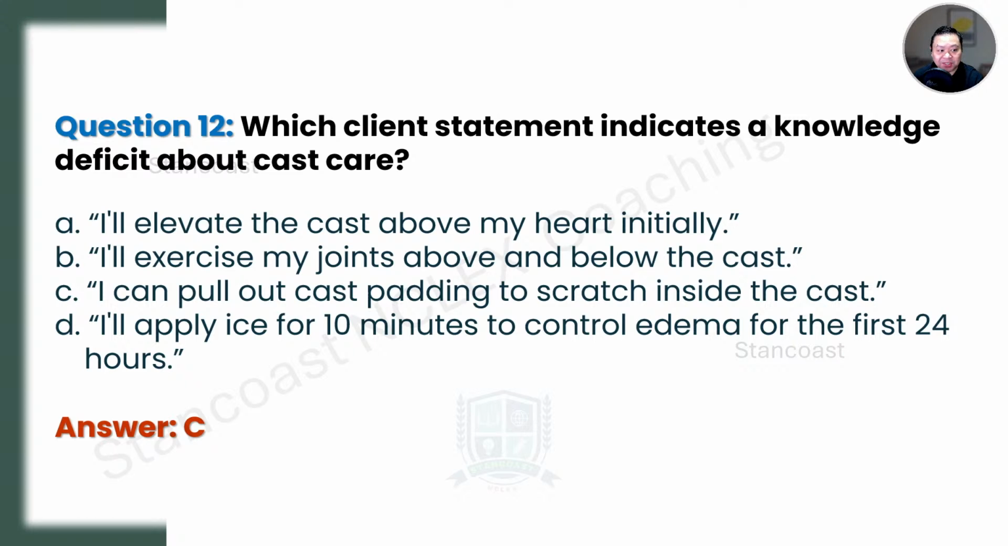Now, if you selected letter A, "I'll elevate the cast above my heart initially," this is a correct statement. This can reduce swelling and promote circulation. Initially, that's true. If you selected letter B, "I'll exercise my joints above and below the cast," this can maintain flexibility. So that's also a correct statement made by the patient.